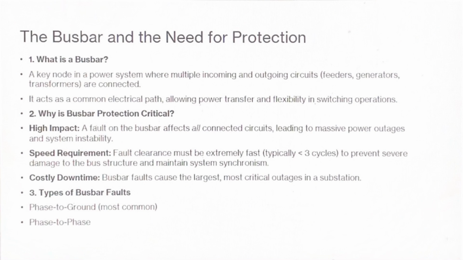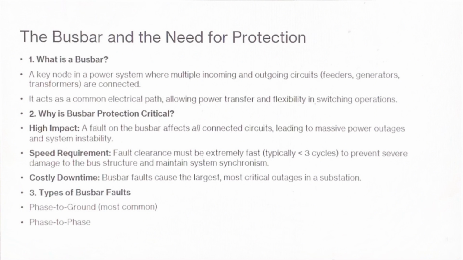Why is bus bar protection critical? Because a bus bar is a single point of failure. A fault on a transmission line only takes that line out. A fault on a bus bar takes every single connected circuit out. This is a massive power outage and it leads to system instability. Therefore, bus bar faults demand two things.